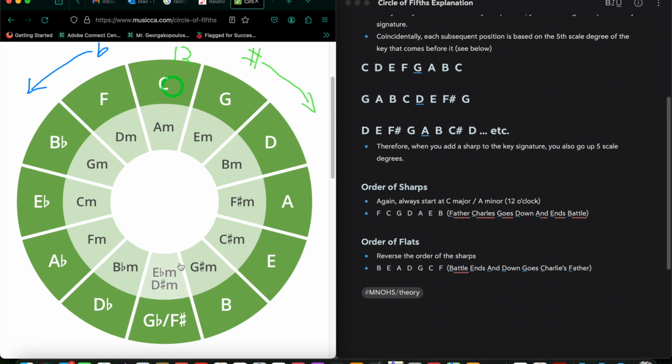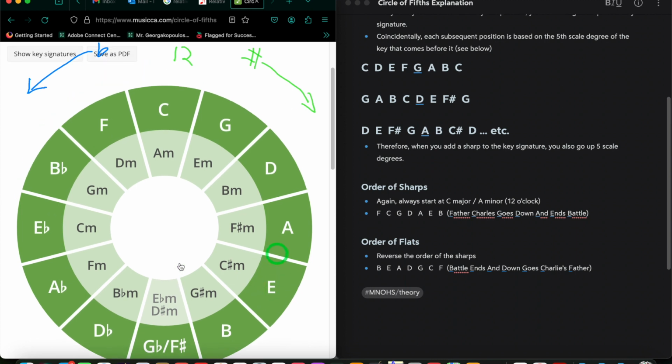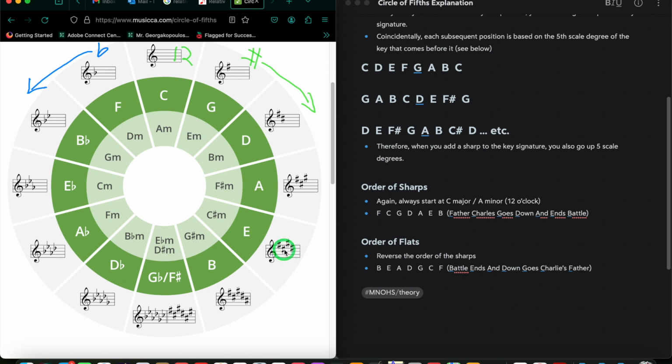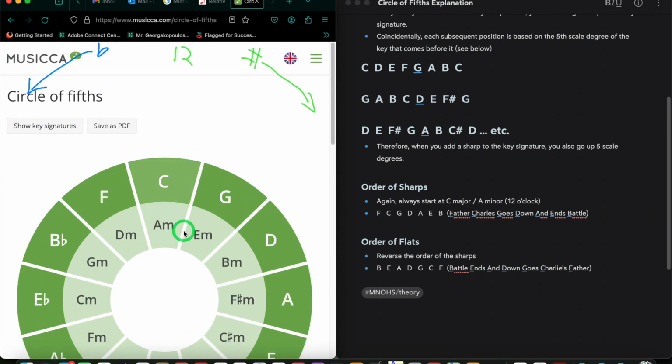So again, starting at the top, we know that C has no flats or sharps. We wanted to find the key signature that has 4 sharps. We need to go clockwise, 4 spaces. 1, 2, 3, 4. And that's E. Let's double check to make sure we were correct. And indeed we are.